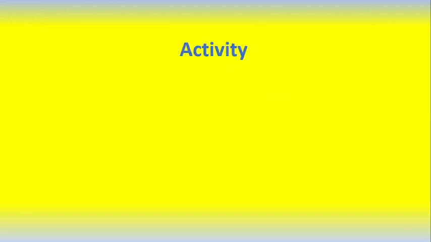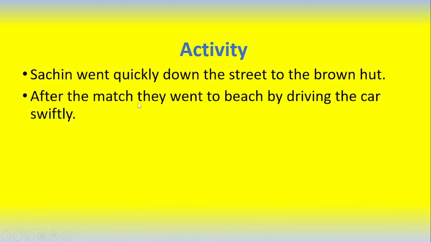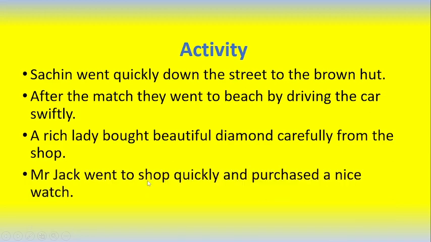Now you have an activity here. Some sentences I have given; you try to identify the various parts of speech. First one: Sachin went quickly down the street to the brown hut. After the match, they went to the beach by driving the car swiftly. Next, a rich lady bought a beautiful diamond carefully from the shop. Mr. Jack went to the shop quickly and purchased a nice watch.